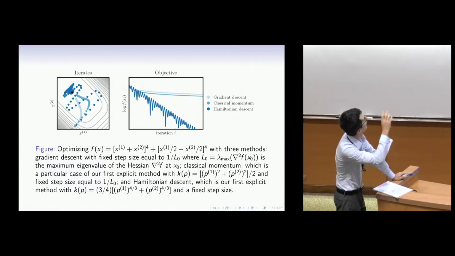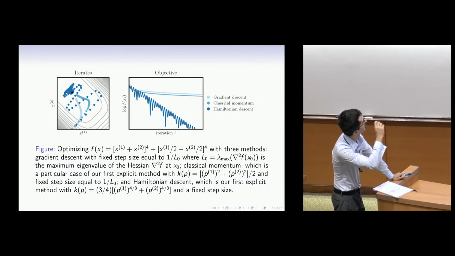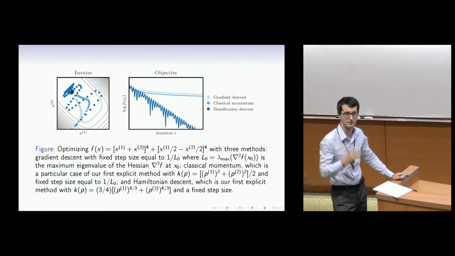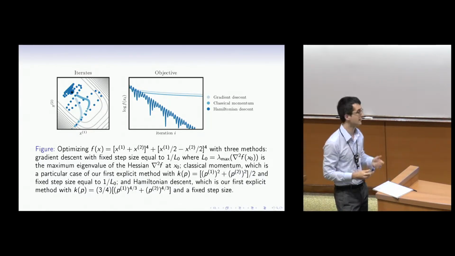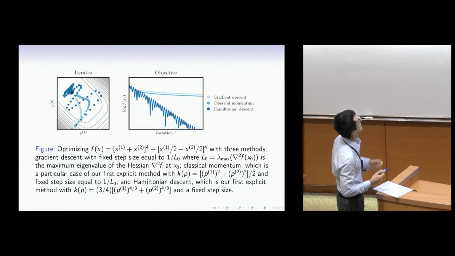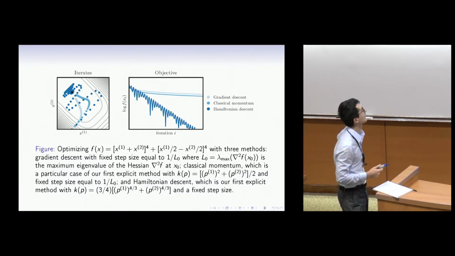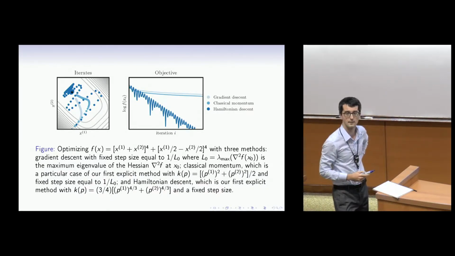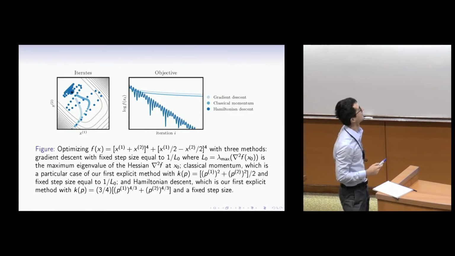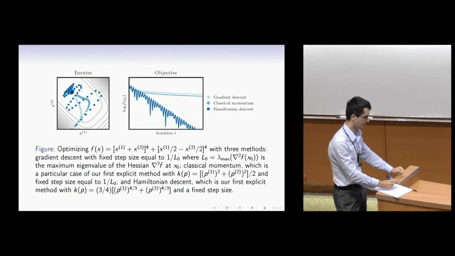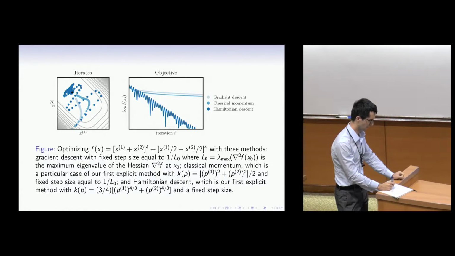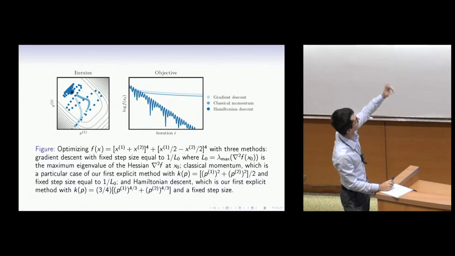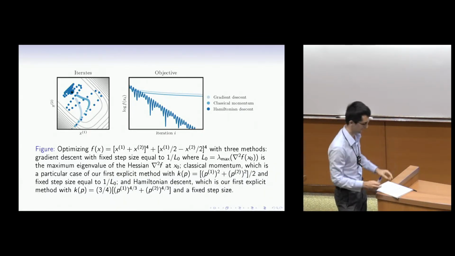So if you try to optimize a function that's growing faster than quadratic, usually gradient descent or classical momentum methods, they do not give you linear rates. And especially if the function is known strongly convex at its minimum. But our new Hamiltonian descent methods can still give you linear convergence rates.